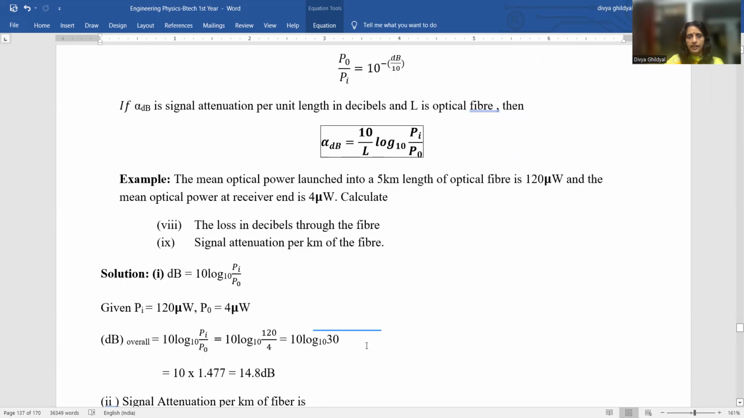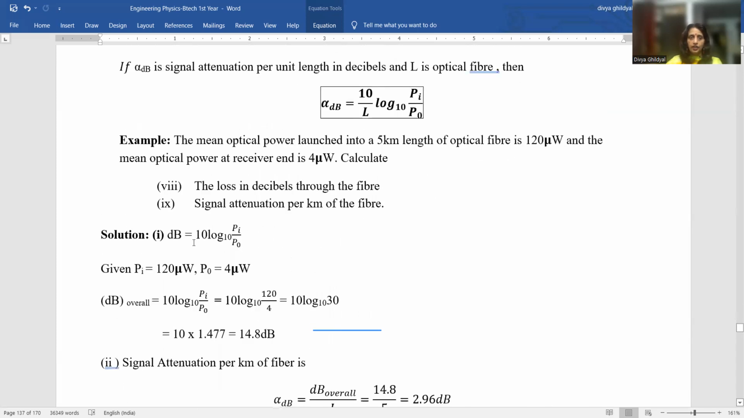The mean optical power launched into a 5 kilometer length of optical fiber is 120 microwatt and the mean optical power at the receiver end is 4 microwatt. See, I launched 120 and output I am getting only 4. So the loss has happened because of dispersion, scattering, absorption. Calculate the loss in decibels.